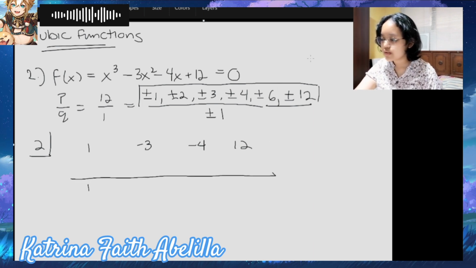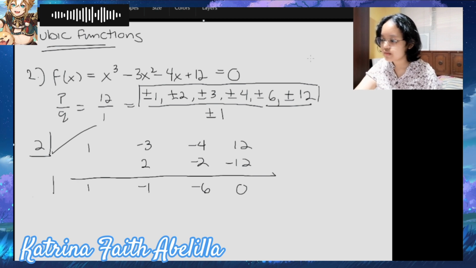Bring down 1. 1 times 2 is equal to 2. Negative 3 plus 2 is equal to negative 1. Negative 1 times 2 is equal to negative 2. Negative 4 plus negative 2 is equal to negative 6. Negative 6 times 2 is equal to negative 12. That makes 2 one of our zeros.